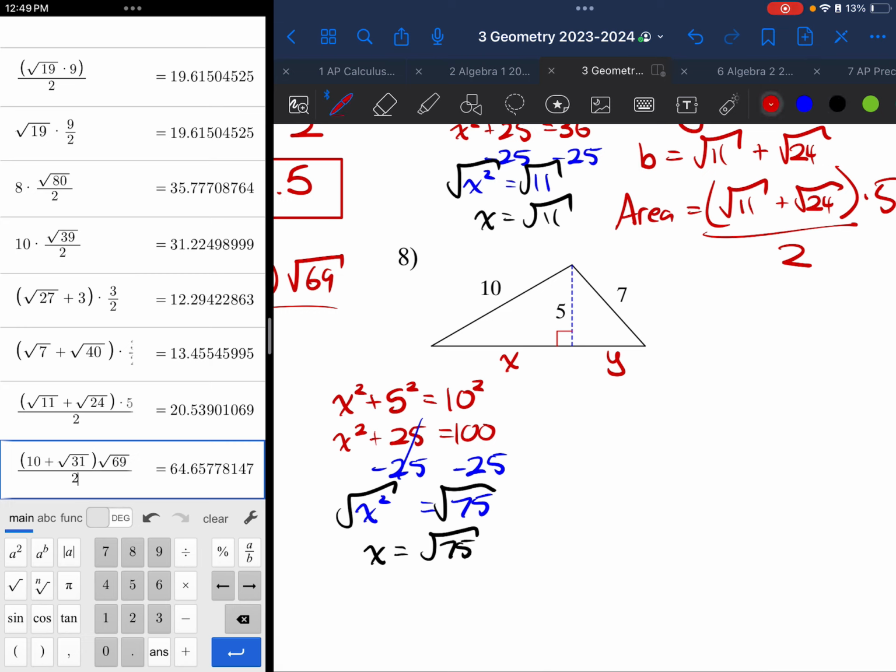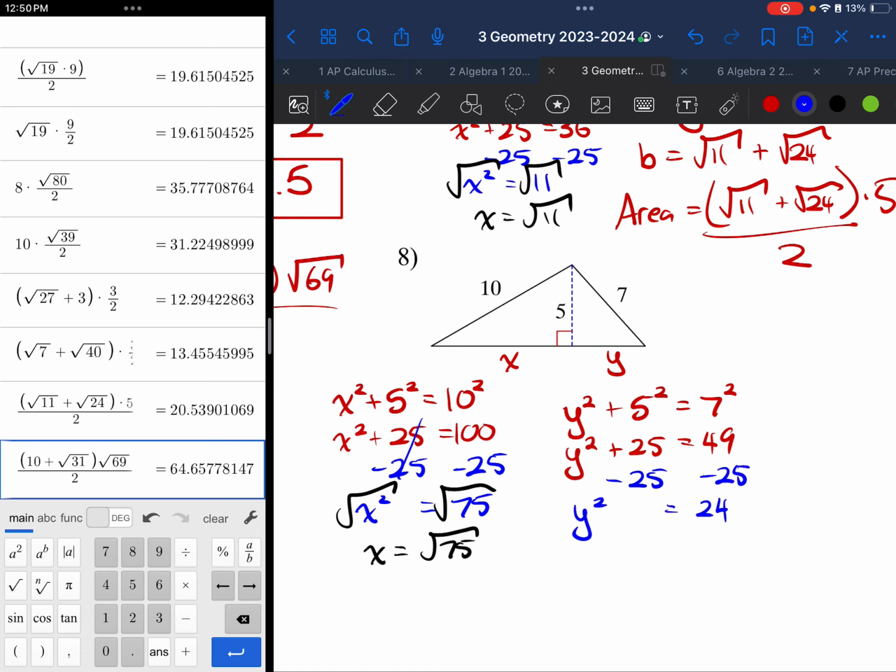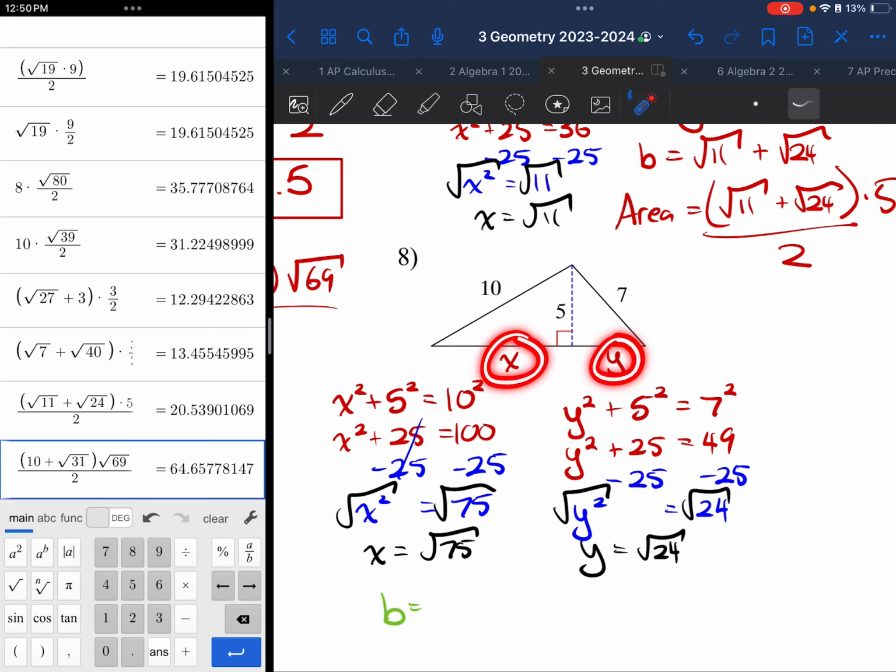For my next triangle, I'm going to do leg squared plus leg squared is equal to hypotenuse squared. Give me y squared plus 25 is equal to 49. From there, I will subtract 25, and y squared is equal to 24. When we square root both sides, we get y is equal to the square root of 24, and we're ready to calculate what our base is. The base is adding this length and this length, x and y. X is root 75, y is root 24, so the base is root 75 plus root 24.